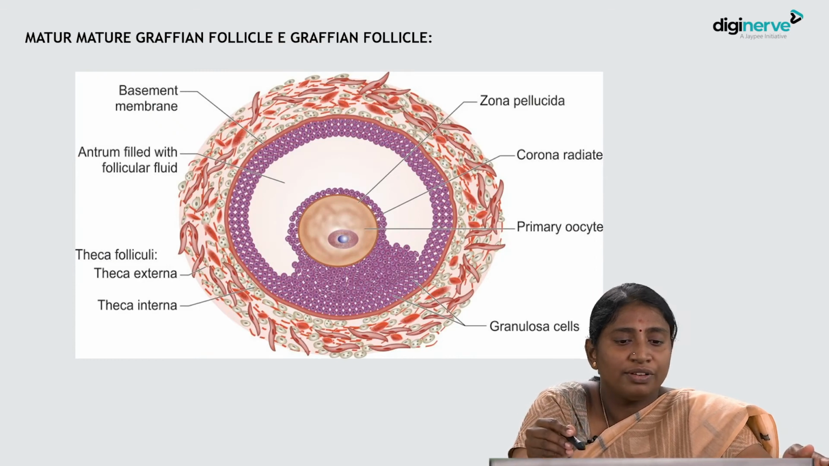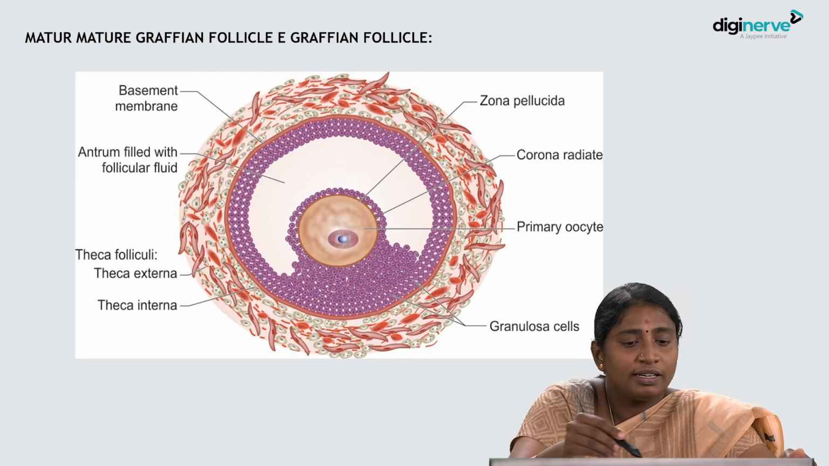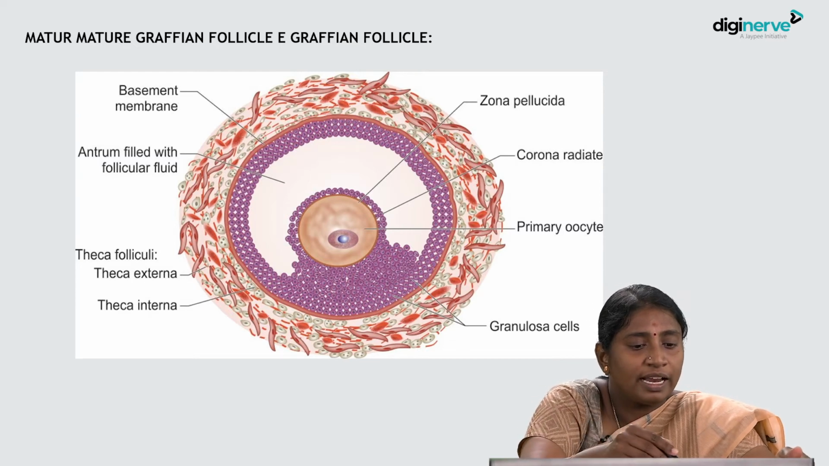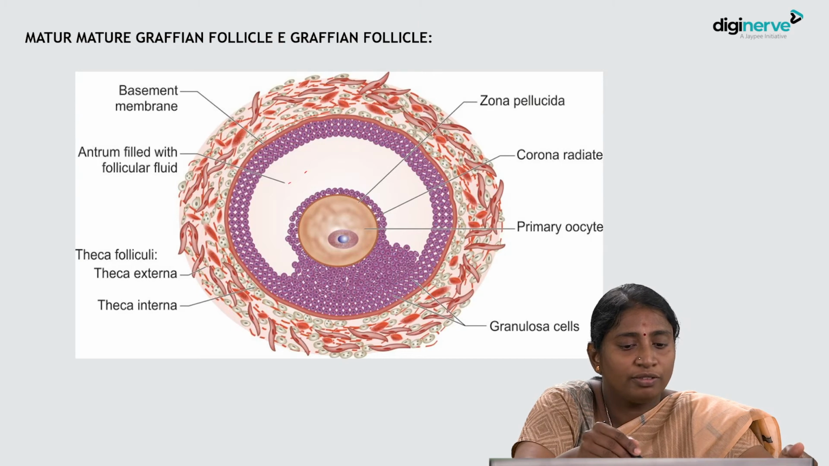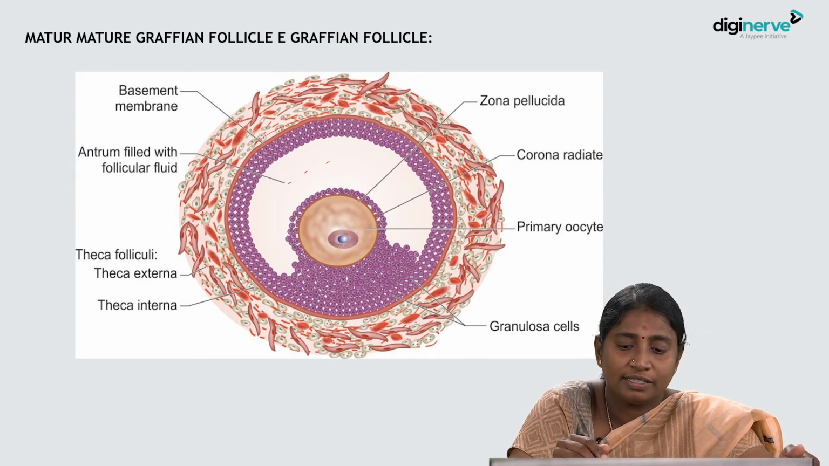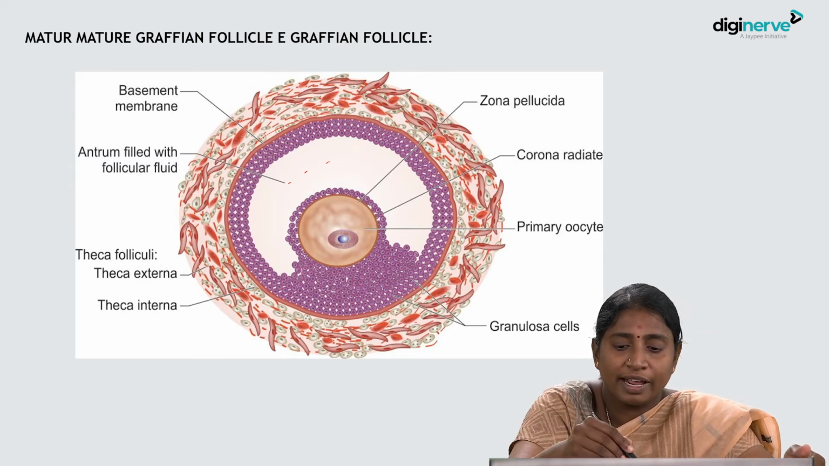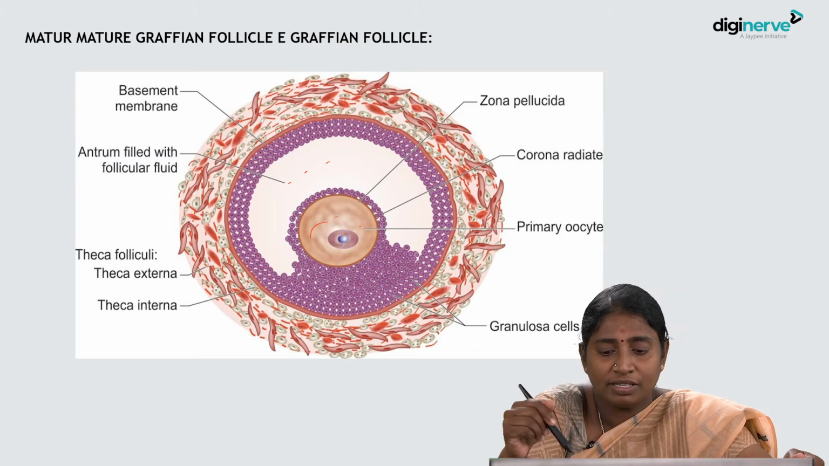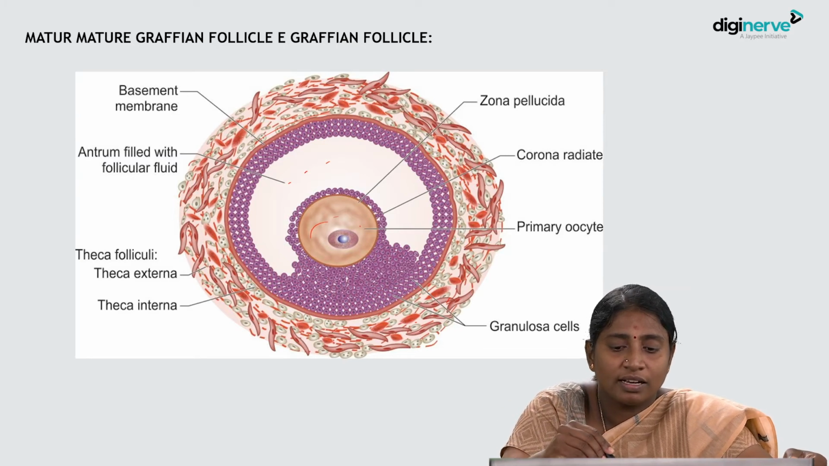Mature Graafian follicle: as you see here, it has a basement membrane and an antrum filled with follicular fluid in the inner aspect, and the theca folliculi with the theca externa and interna seen in the diagram. There is a primary oocyte in the inner part of it, and these granulosa cells are compactly packed inside and covered with the corona radiata, and there is a zona pellucida, as you see in this diagram.